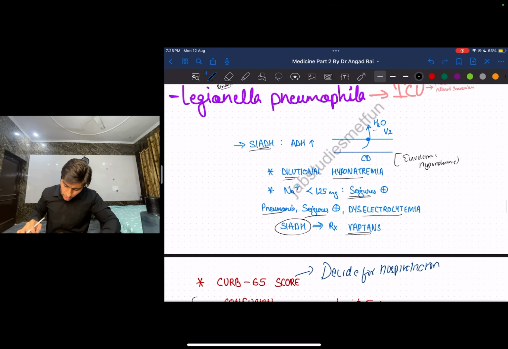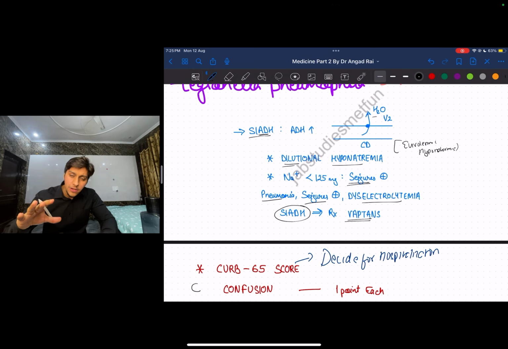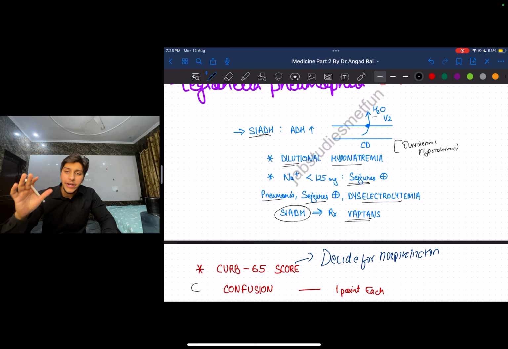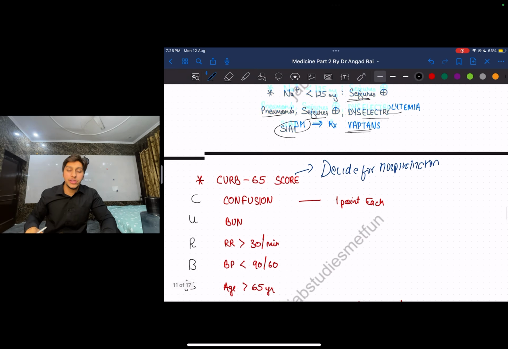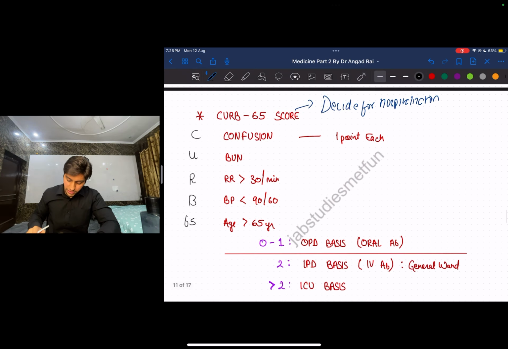Okay. Now, guys, whenever you talk about pneumonia, there is a score known as the CURB-65 score, which tells us whether we have to hospitalize the patient, whether it is OPD based, inpatient, or ICU based. How do you check this? By CURB-65 itself. It is a mnemonic where C stands for confusion, U stands for BUN, R stands for respiratory rate, which is more than 30, and B stands for blood pressure, which is less than 90/60, and 65 is age, okay? More than 65. Each gives 1 point. So this is the CURB-65 score.